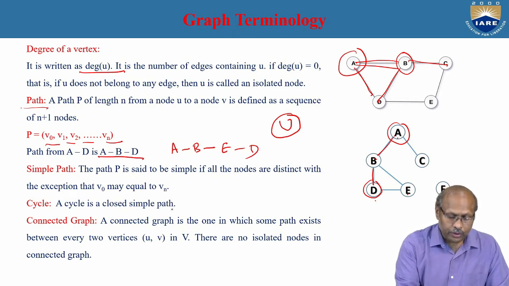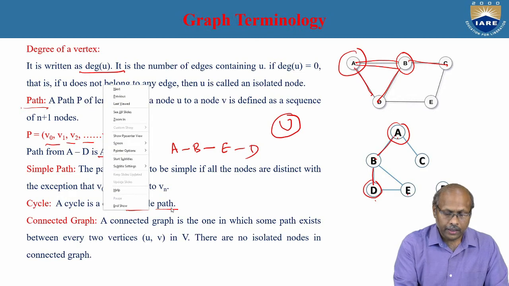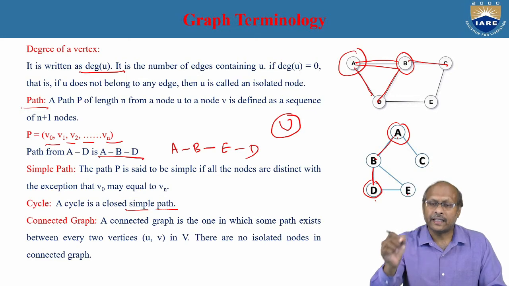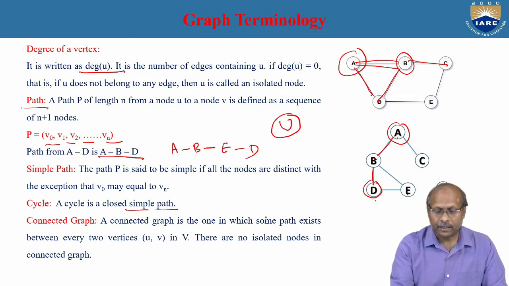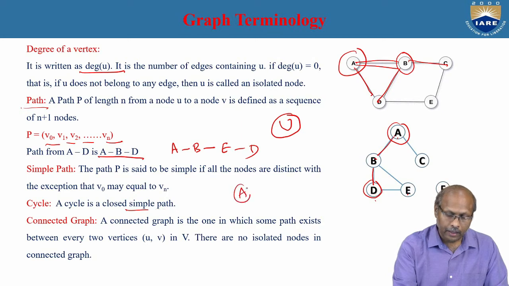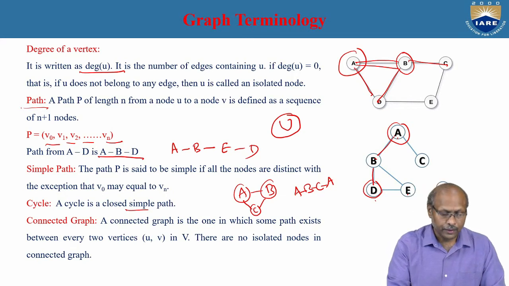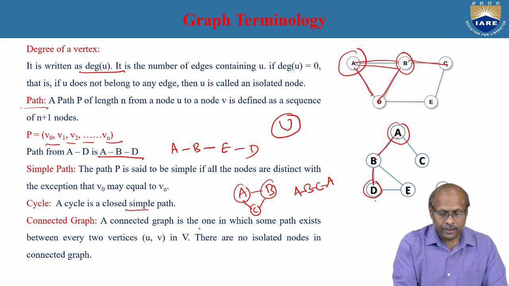A cycle is a closed simple path. Whenever starting and ending are the same, then that becomes a cyclic path. For example, A to B, B to C, again C to A. That means A to B, B to C and C to A. Then ultimately it is a cyclic path. Connected graph: a graph is connected if some path exists between every two vertices U and V.